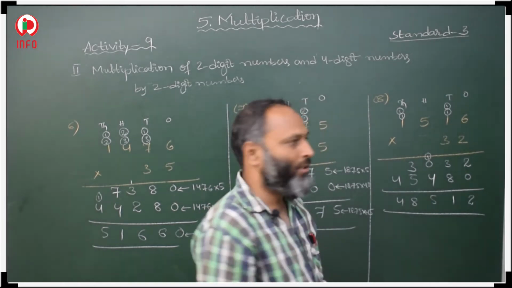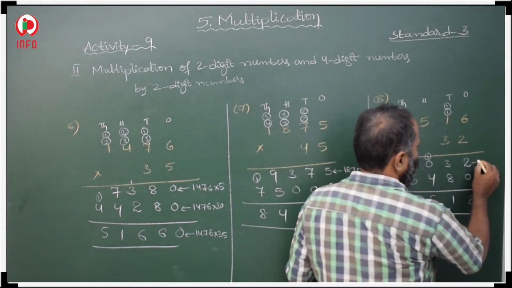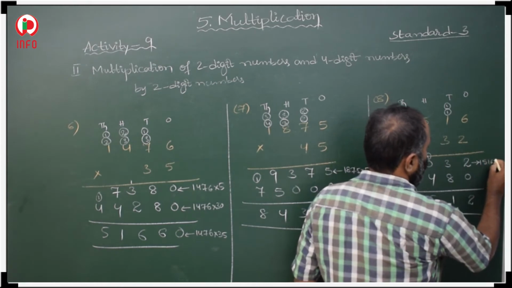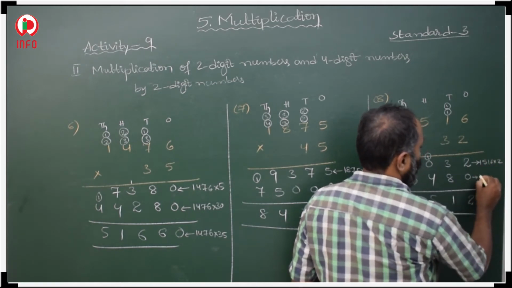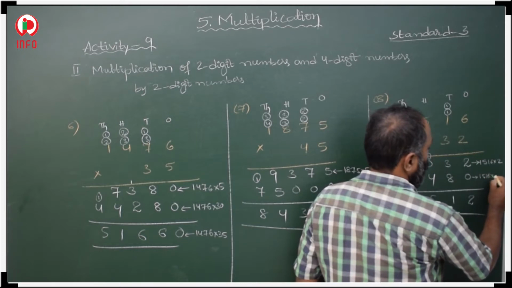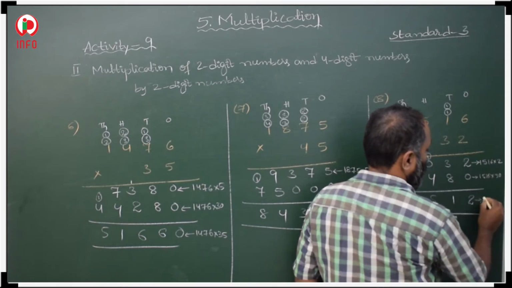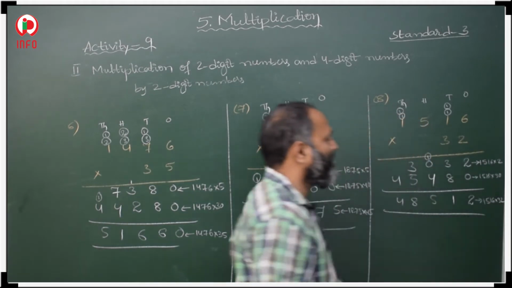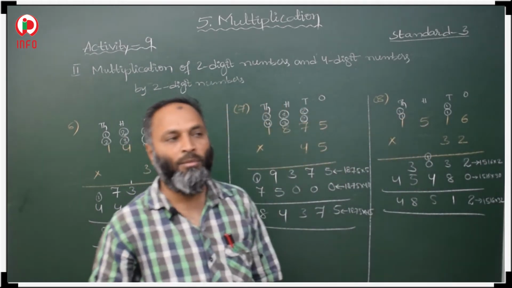This is the answer, and here this is the product of 1516 with 2. This is the product of 1516 with 30. This is the product of 1516 with 32. So, like this we have to find the product.